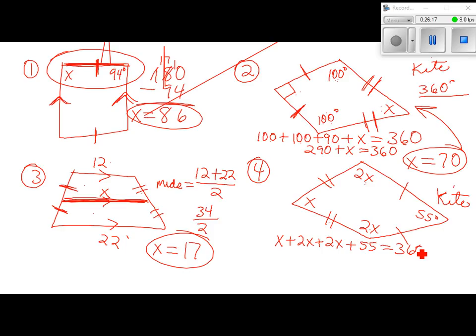Collect like terms, you end up with 5x plus 55 equals 360. Subtract 55 on both sides, you end up with 5x equals 305. And then divide both sides by 5, and you end up with x equals, 5 will go into 30 6 times. 5 will go into 5 1 time, so 61. So x equals 61 on that.